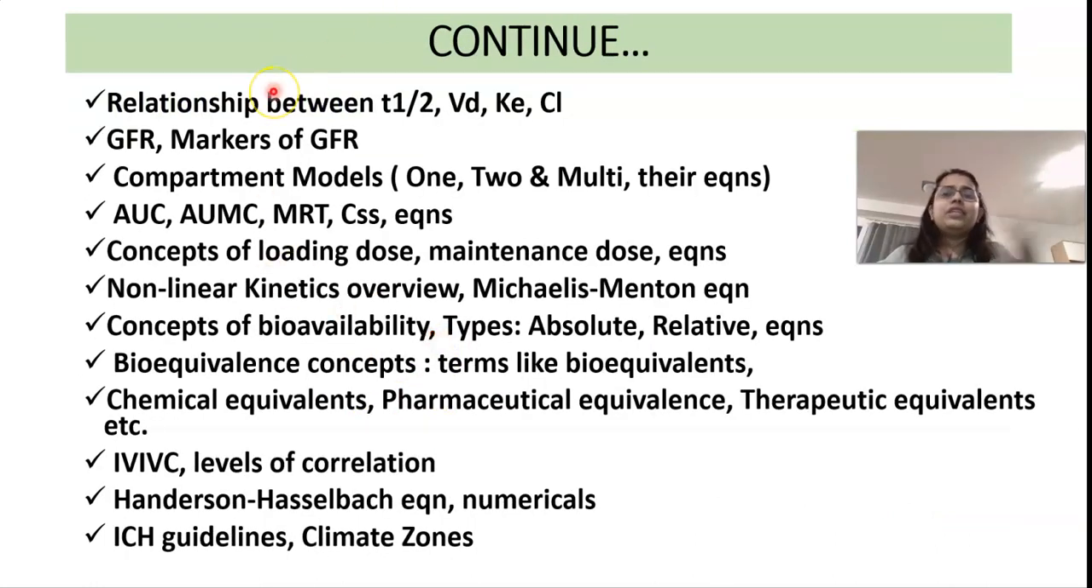Then, continuing in the same pharmaceutics, the relationship between T half, volume of distribution, and clearance, all that you have to study. GFR, that is glomerular filtration rate markers, what those markers are that you have to remember. Then compartment models: 1, 2 and multi compartment models, that you have to remember. AUC, you have to study that curve also, right? Area under the curve, what is area under the curve, what is a bell shaped curve, all those things you have to learn. Then what is loading dose, maintenance dose, kinetic equation, Michaelis-Menten equation, what is bioavailability, what is bioequivalence. Remember the difference between bioequivalence and bioavailability, which is very important.